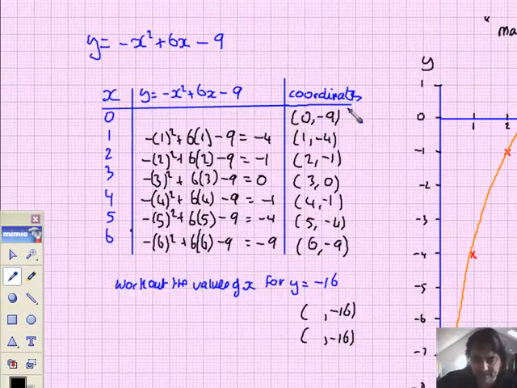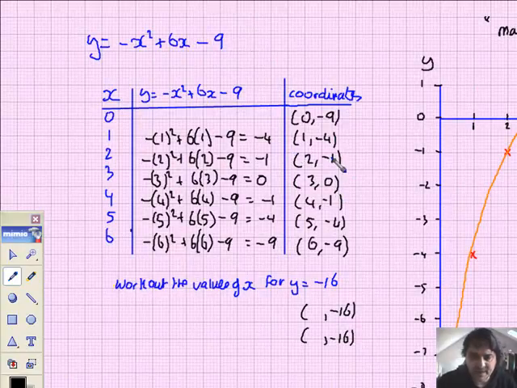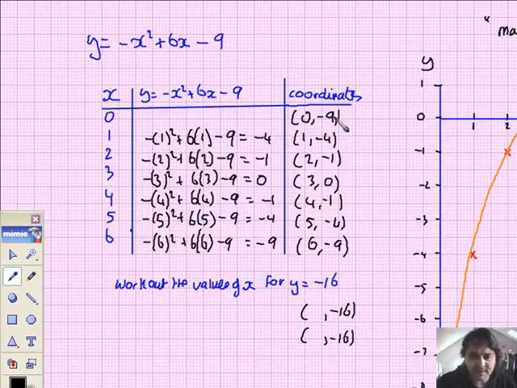Now look at this pattern. Minus 1, minus 4, minus 9. 1 times 1 is 1, 2 times 2 is 4, 3 times 3 is 9. Okay? 4 times 4 is 16.